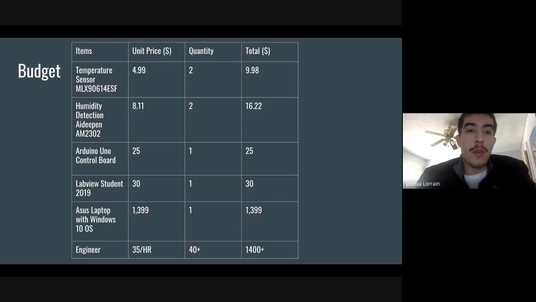Budget. So we got one of the temperature sensors. It's about $5. So a couple of those, and it's roughly $10. Humidity detection, that's a little bit more expensive. And again, you're going to want a couple of those in case one malfunctions or whatever the case might be. And that'll be about $16.